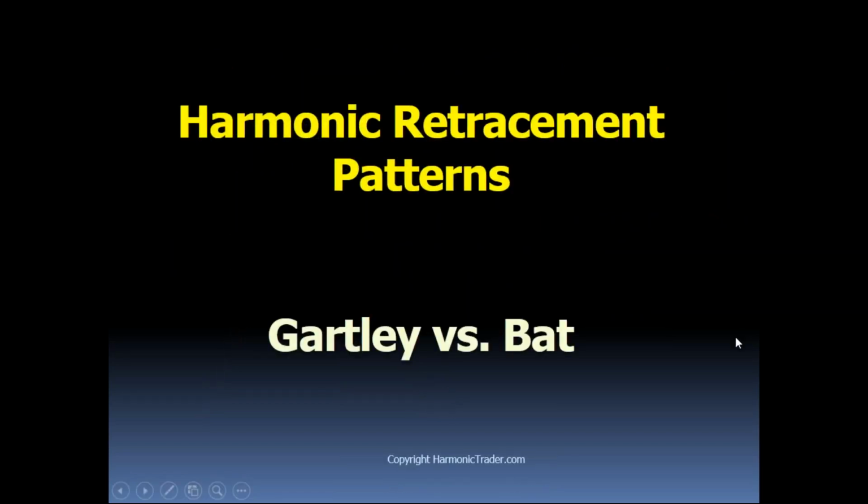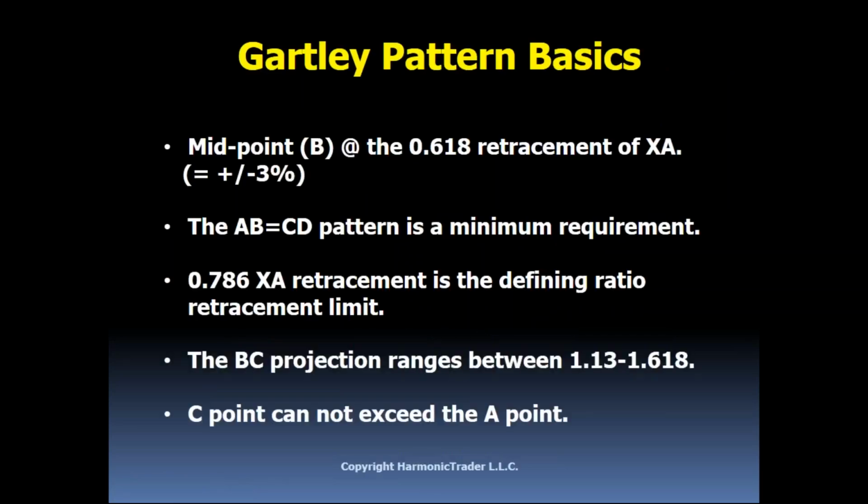Now let's look at some harmonic retracement patterns. We're talking pretty much the Gartley versus the bat. Now the Gartley is probably one of the most well-known of all harmonic patterns, but its interpretation and its definition is pretty strict. We're looking for a midpoint at the B level to be a 618 of the XA leg.